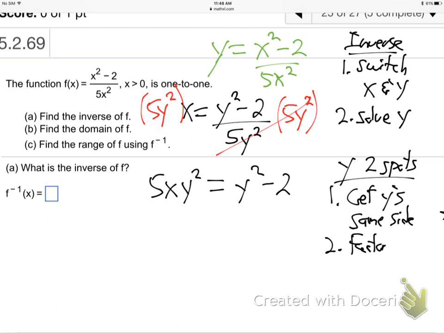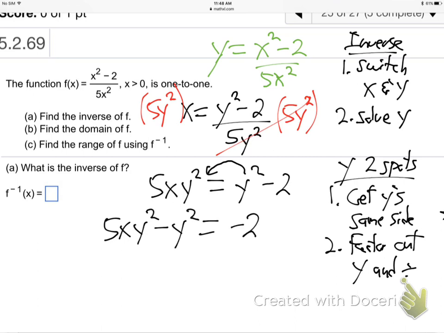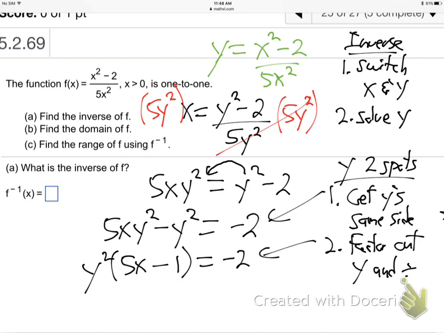Factor out y and divide. So get this term, jump it over. So 5xy squared minus y squared is minus 2. Good to there so far? So get the y's on the same side. Next, factor out the y. Good to there. And divide. So I got to divide by 5x minus 1, boom. Now that's y squared. We're almost done. We're very close.